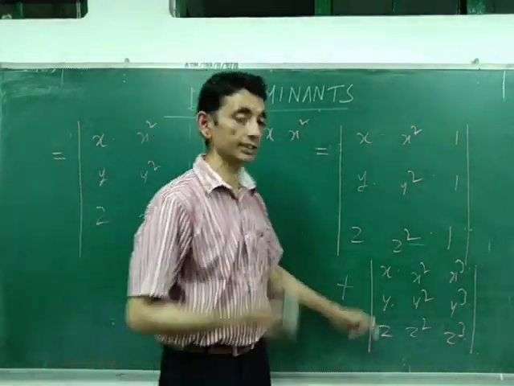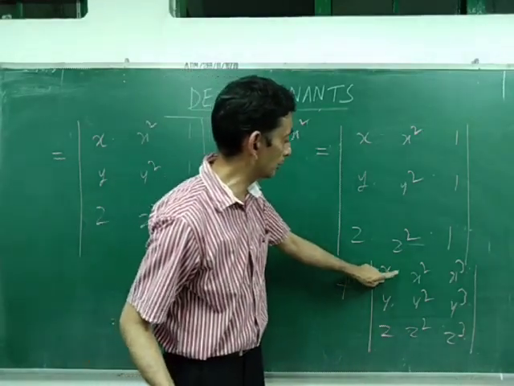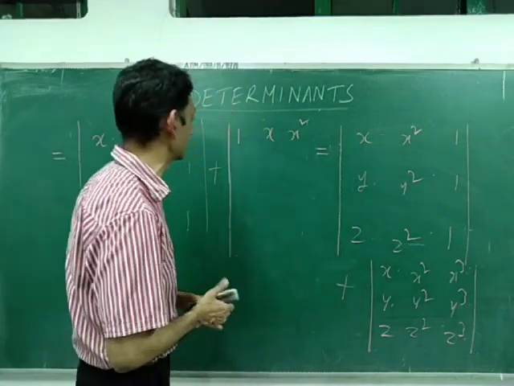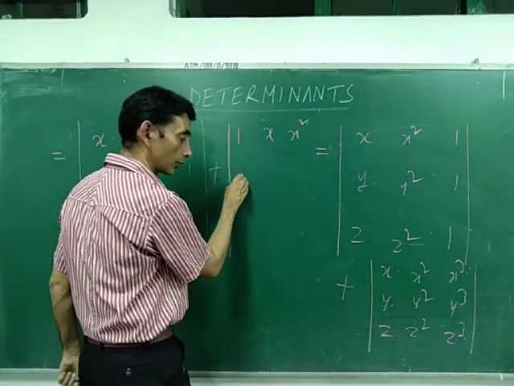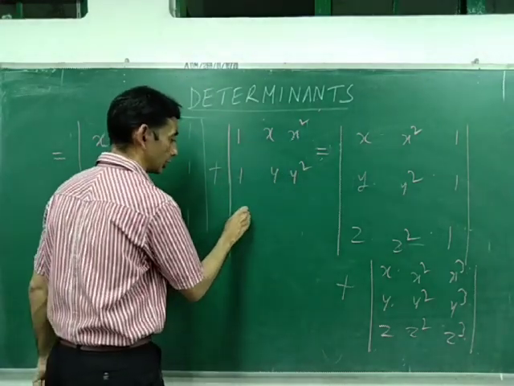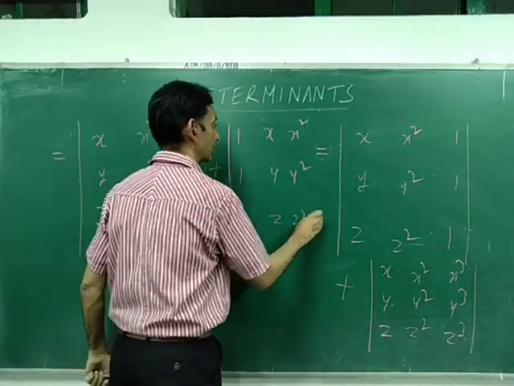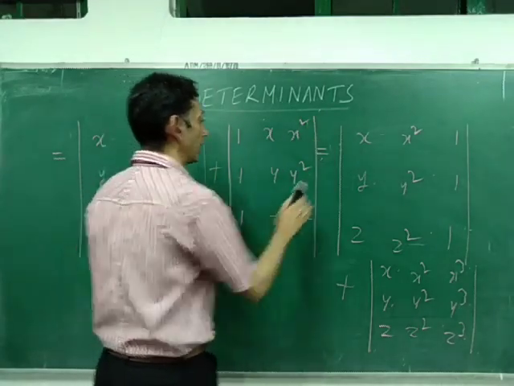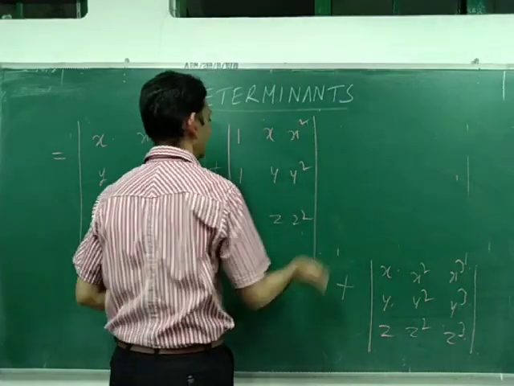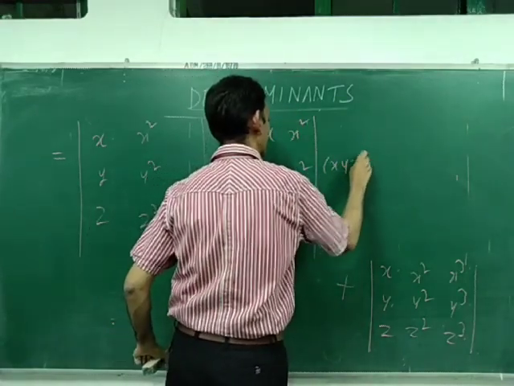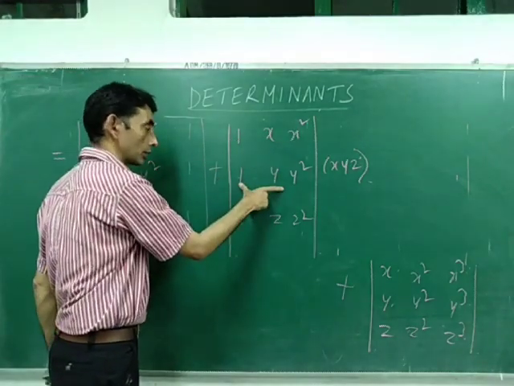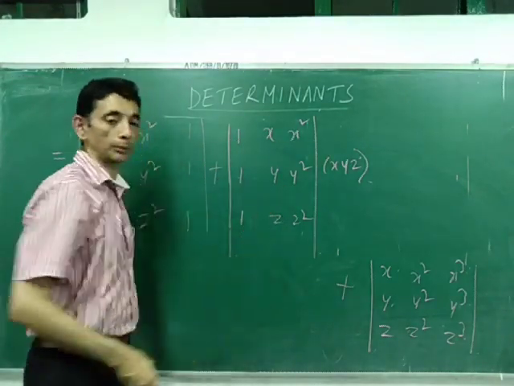We have discussed in the previous class that if an element is common in a particular row, it can be taken out. So we can take x common from the first row, y from the second row. If you take y common, it will be 1, y squared, then if you take z common, it will be 1, z squared. So this will be multiplied by x, y, z. Why x, y, z? Because I have taken x common from the first row, y common from the second row, and z common from the third row.